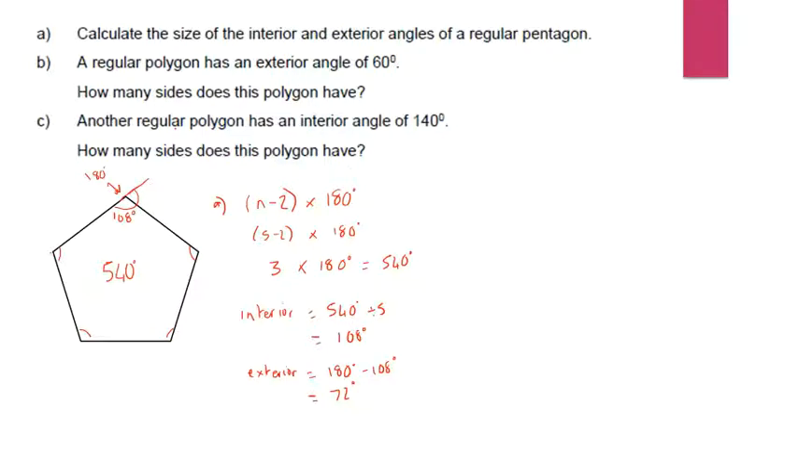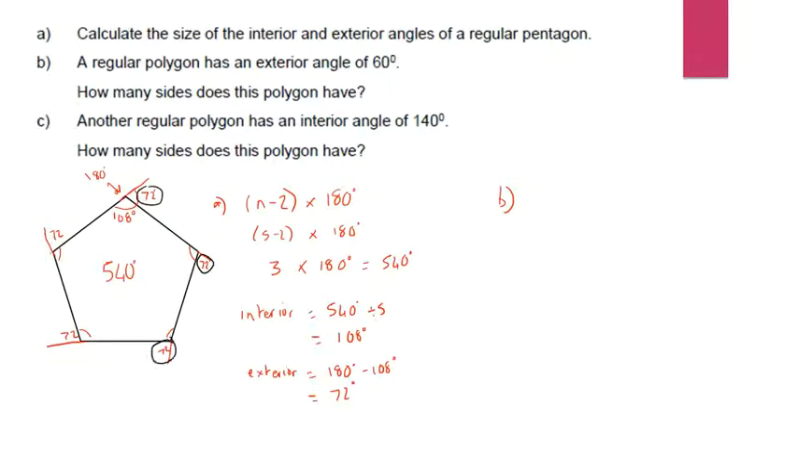Right, part B then, a regular polygon has an exterior angle of 60 degrees. Well, one of the things that we should know about all exterior angles is that they're all the same size on a regular shape. So if that was 72, this one here would be 72, this one here would be 72 on this shape, until we've labeled them all 72. And if we added up all of those 72s, then 5 72s are 360.